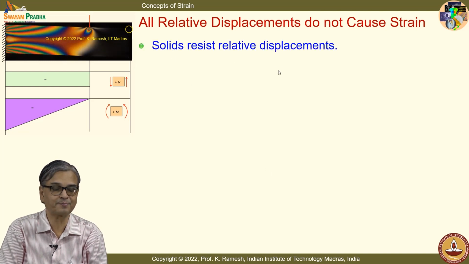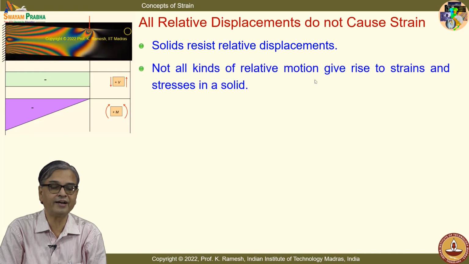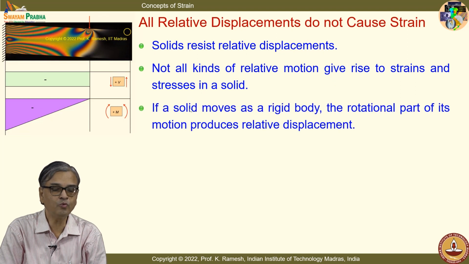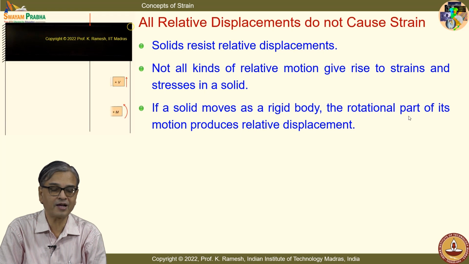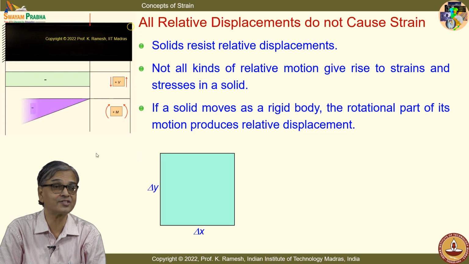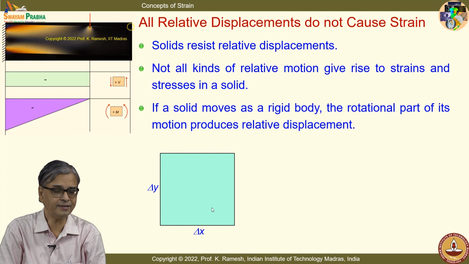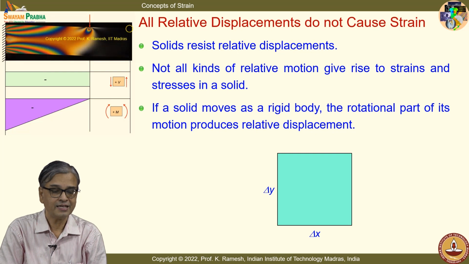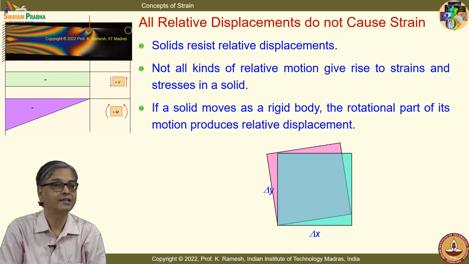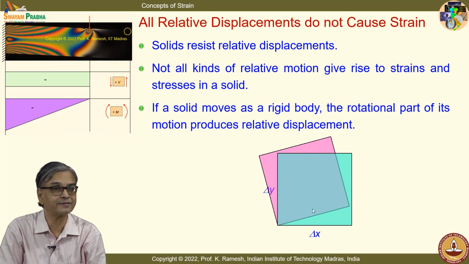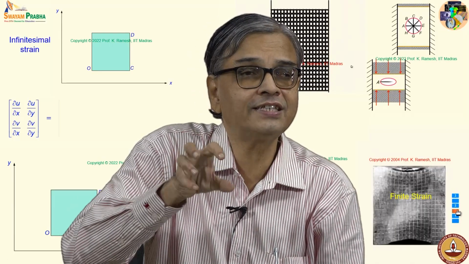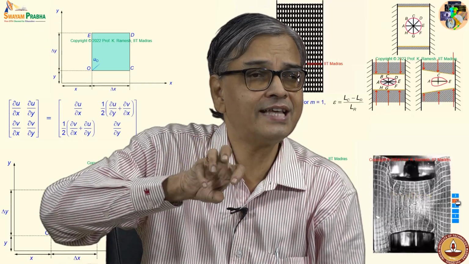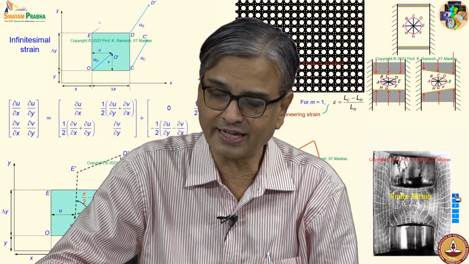Solids resist relative displacements. Not all kinds of relative motion give rise to strains and stresses in a solid. If a solid moves as a rigid body, the rotational part of its motion produces relative displacement, but that does not cause a strain. I take the small element. When I have a translation, no problem. On the other hand, if I have a rotation, there is relative displacement, but this is a pure rotation about the z axis.